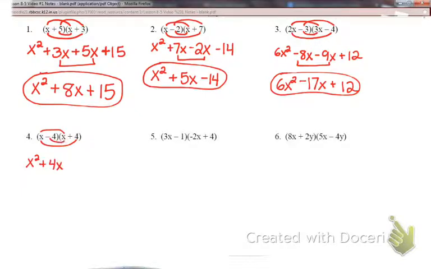Insides are going to give me negative 4x because this 4 was negative. So minus 4x here. And my lasts, well, that's a negative 4 times a positive 4. That'll give me negative 16. This time when I combine like terms, the x's are going to completely disappear because this is a positive 4x minus 4x, and that's 0. They go away. So I am left with just x squared minus 16.